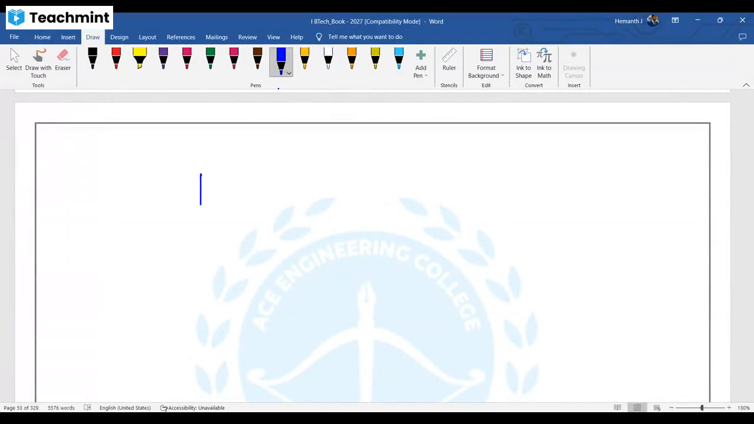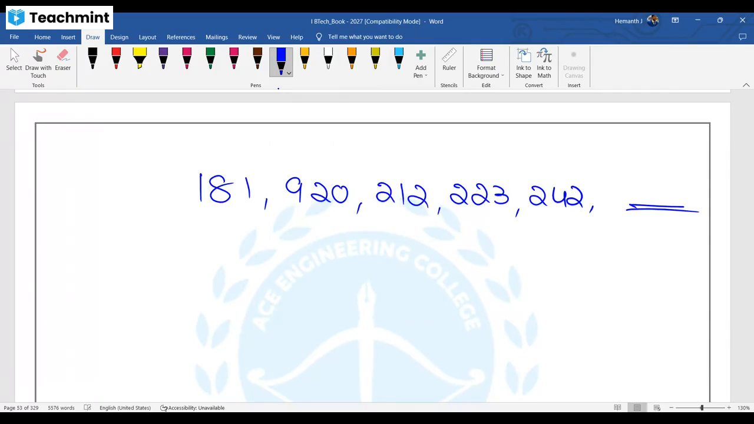Okay. So see this question, this is out of box thinking, dear. Let me check how many of you can think out of box. Can anyone give what's the next number? 181, 920, 212, 223, 242. What is the next number? Sir, 181 to 920, slow increasing, then decreasing, mixed series. This is out of box thinking, not related to the patterns we discussed so far.